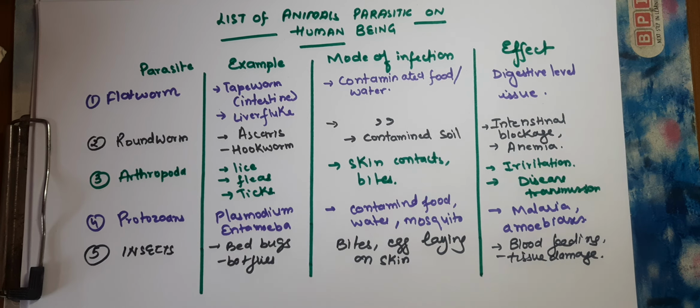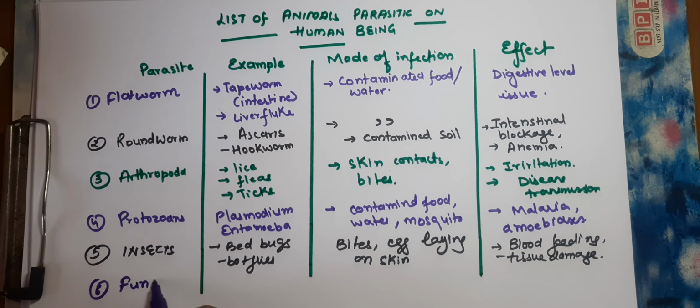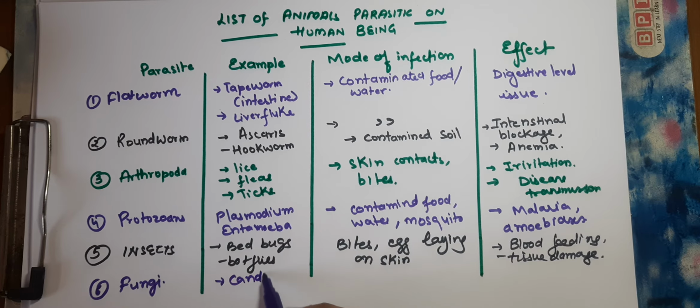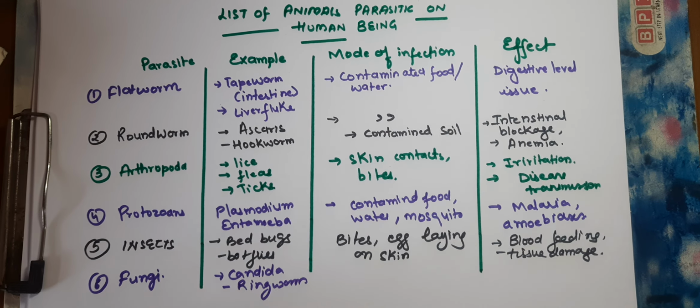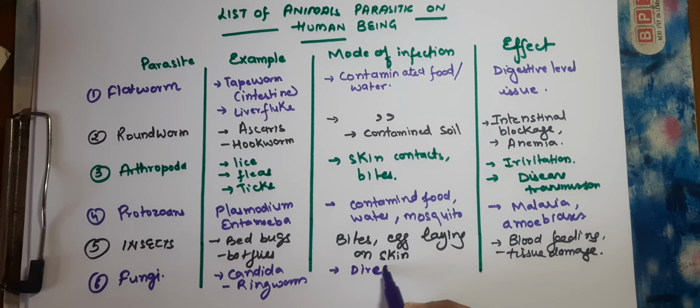And the last one, students, is the fungi. There are certain fungi that can parasitize on the human skin. This will involve candida and ringworm. This is the most common infection observed in human beings. So the mode of infection is direct contact, and these fungi sometimes are also immune suppressant.